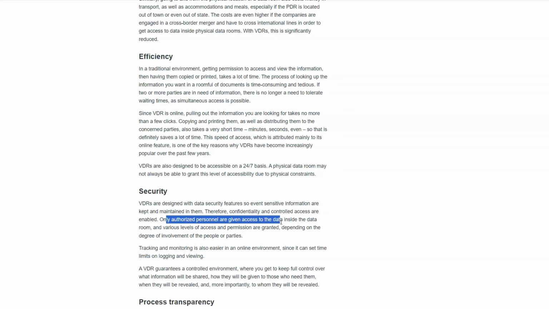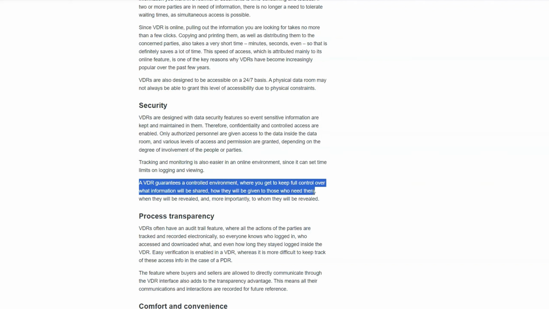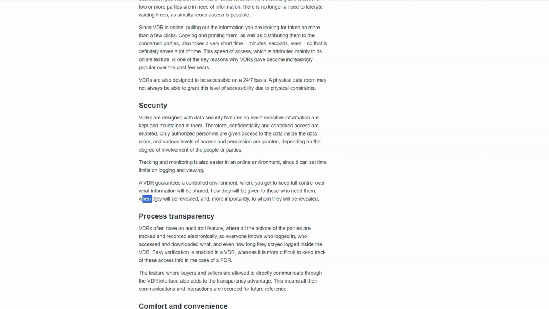Tracking and monitoring is also easier in an online environment, since you can set a time limit or a longer time viewer. A VDR grants a controlled environment where you get to keep full control over what information will be shared, how they will be given to those who need them, when they will be receivable, and more importantly, to whom they will be received.